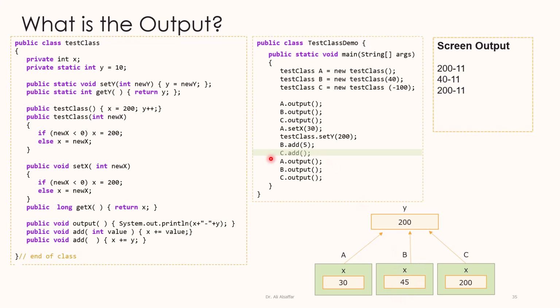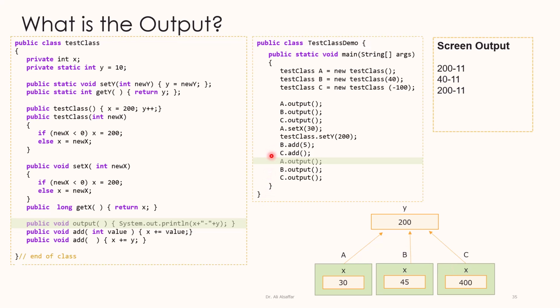In this line, we are calling the overloaded add method, but for object C. And this is the current state for object C. Where is this method? This is the method right here. What does it do? It adds the current value of the static variable y to the current value of x. The current value of x is 200 and the value of y is 200. So this method will add 200, the value of y, to 200, the value of x, and replace it into x. So the answer will be 400, and this 400 will update the value of x. So cross out 200 and replace it by 400.